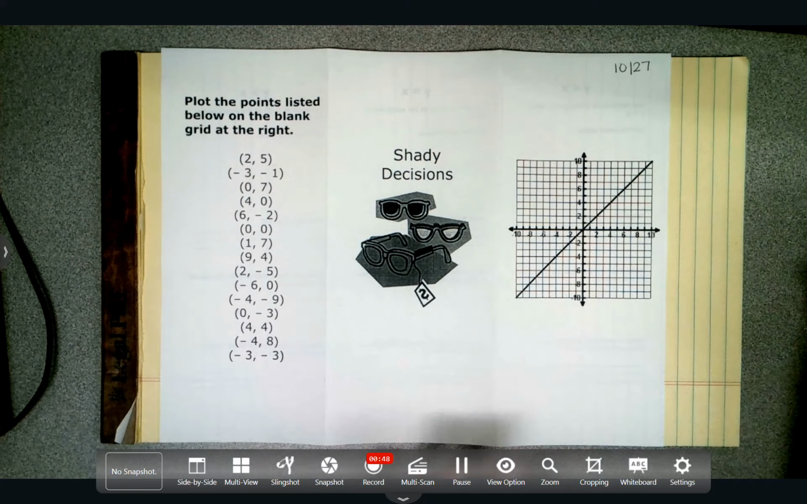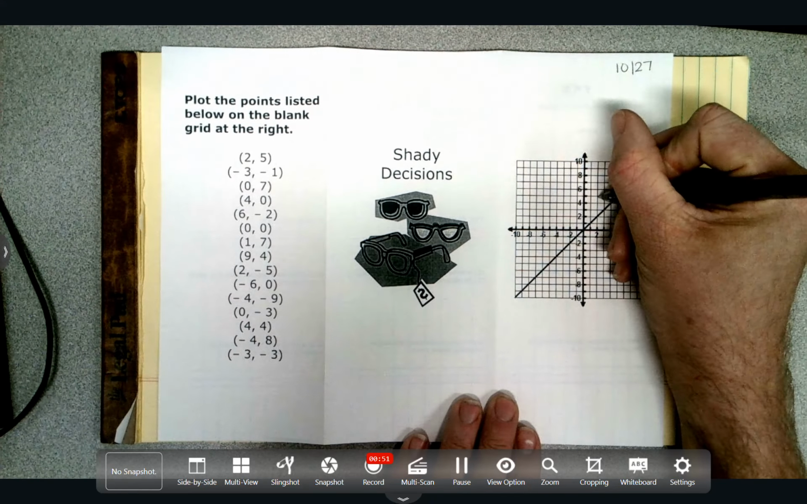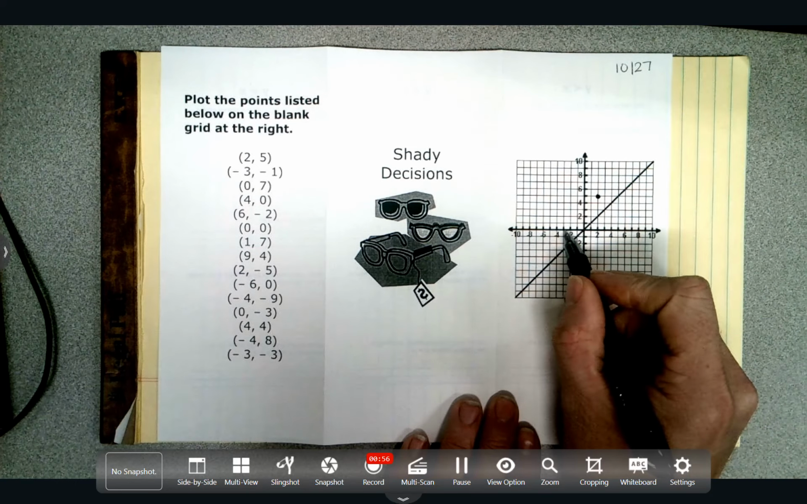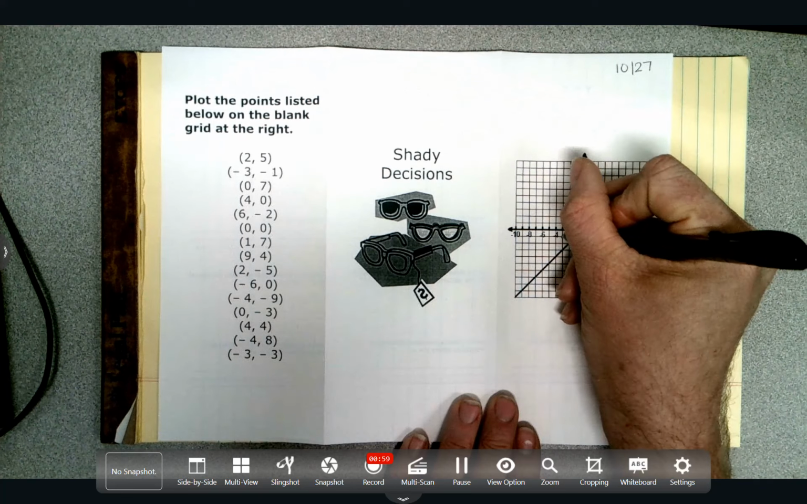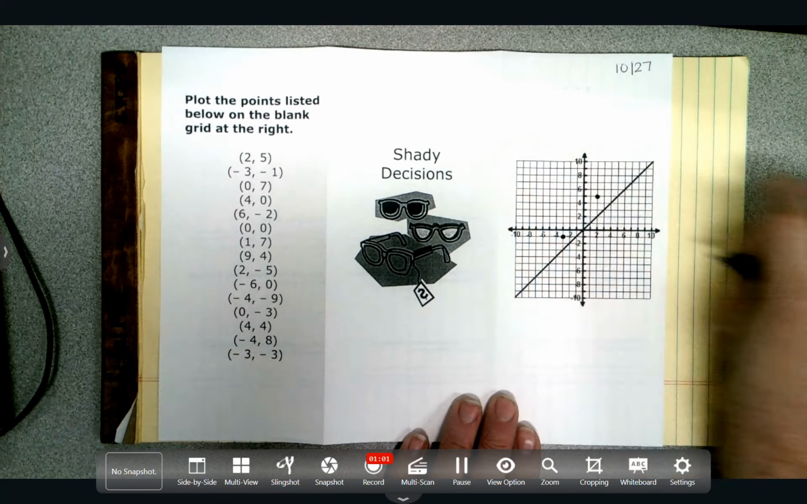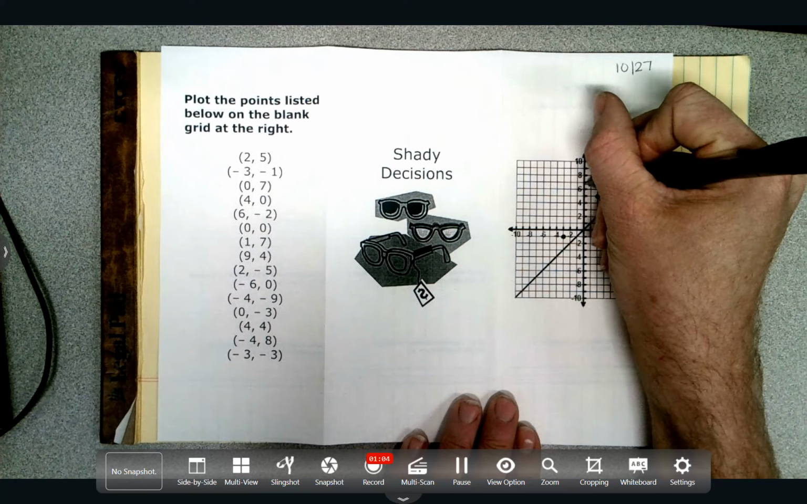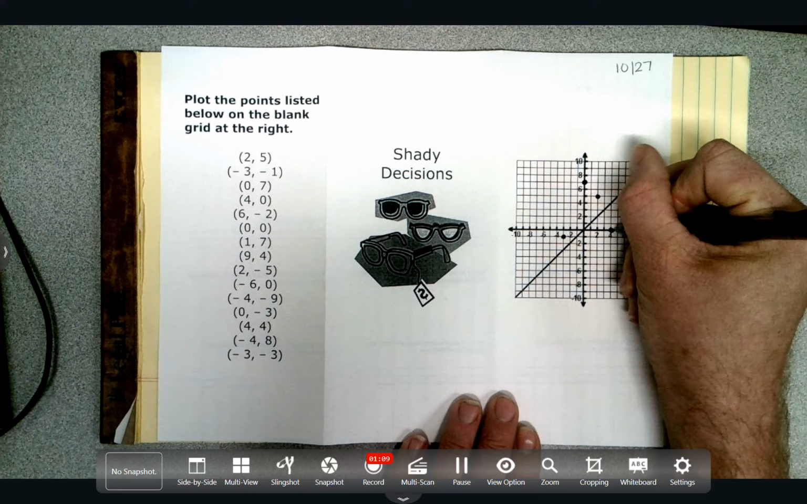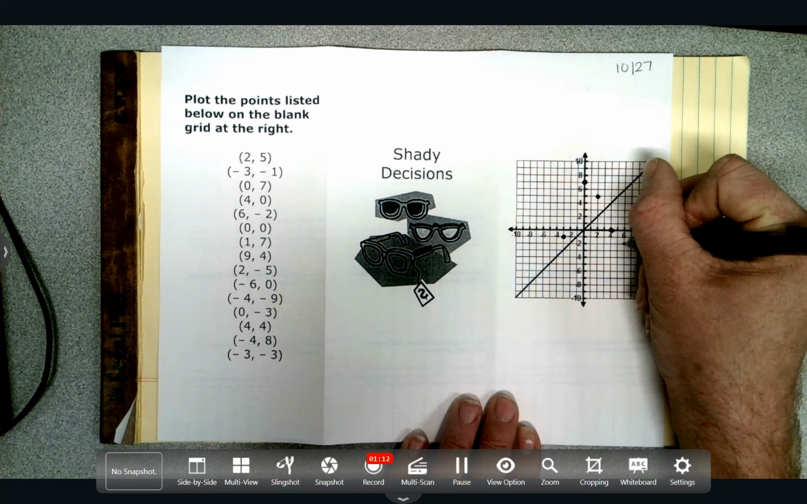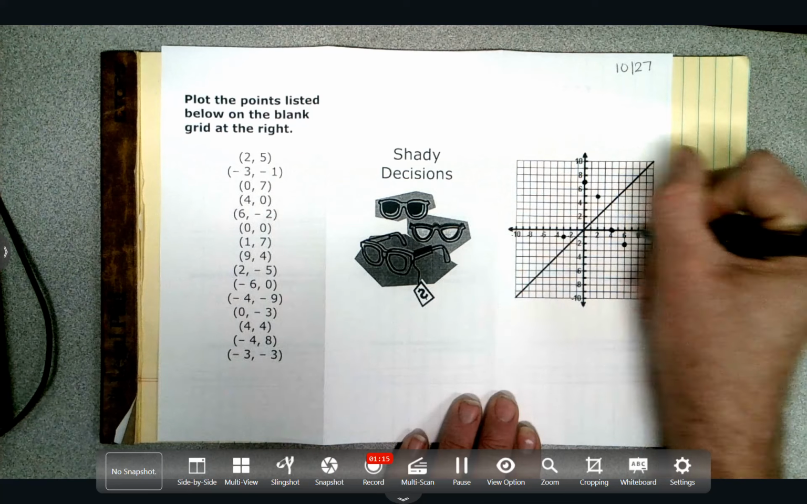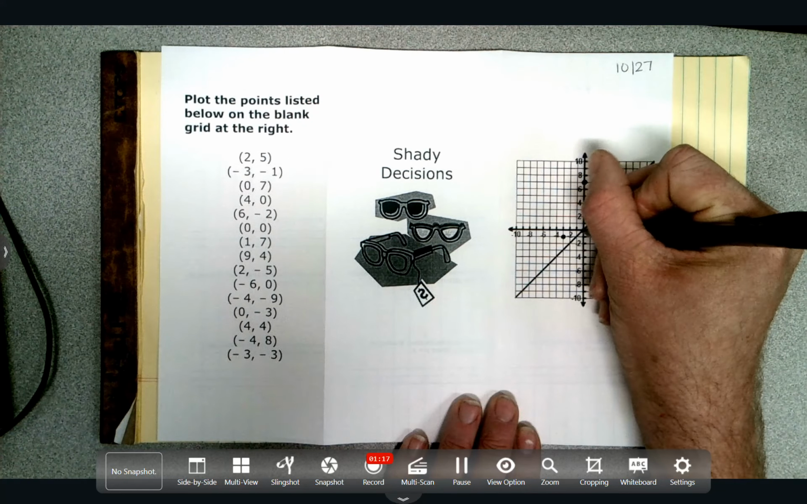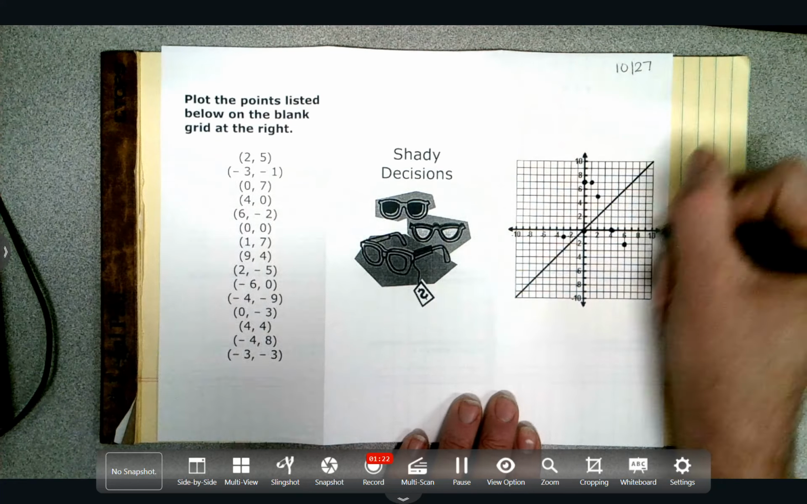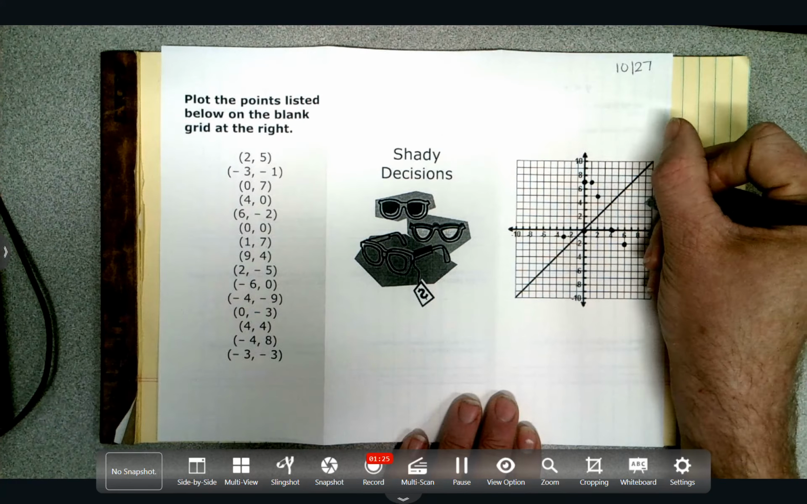The first point, 2, 5. -3, -1. 0, 7. 4, 0. 6, -2. 0, 0. 1, 7. 9, 4.